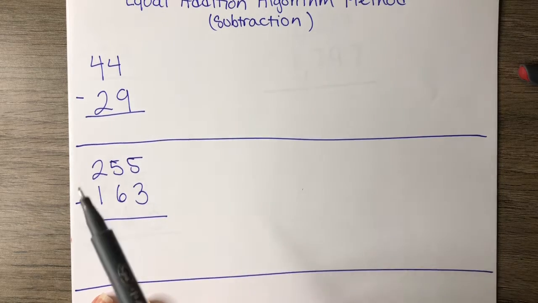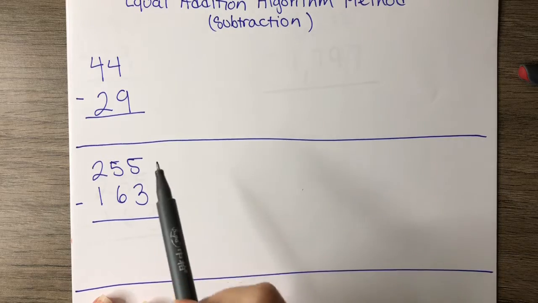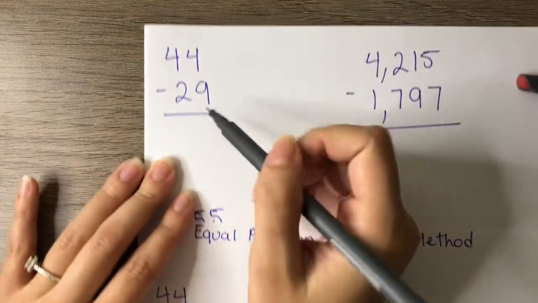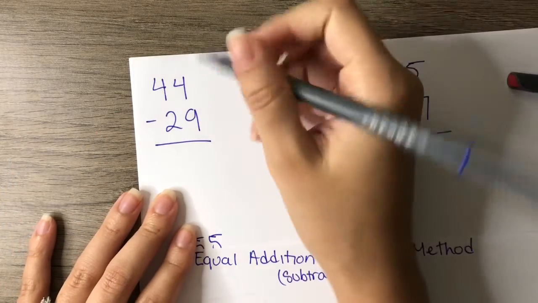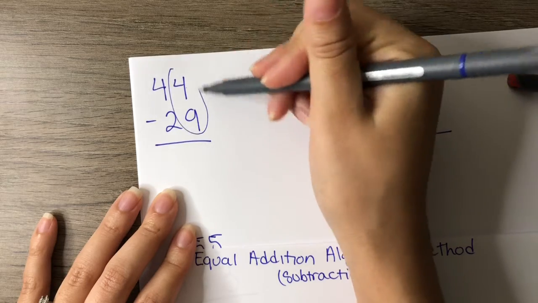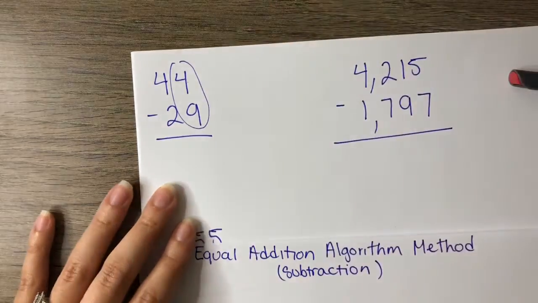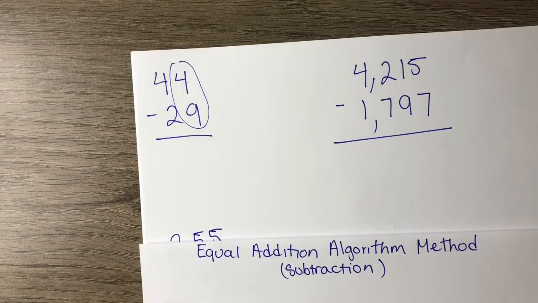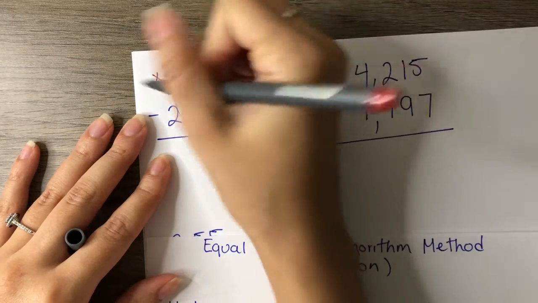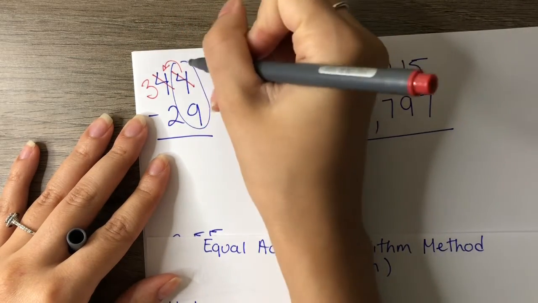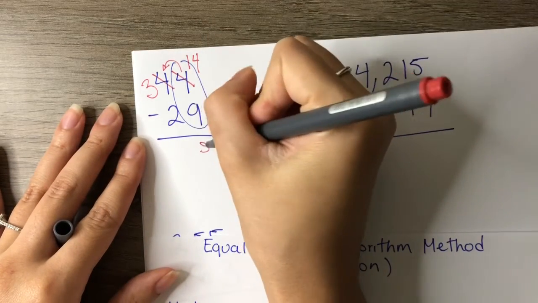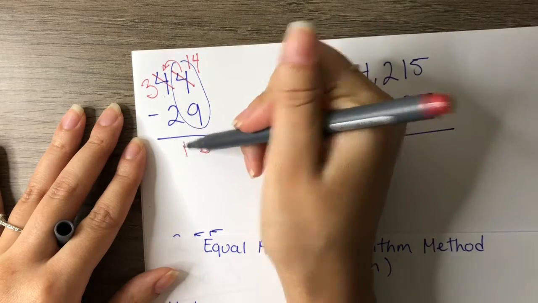First, I'm going to show you the traditional way that someone would do this subtraction problem. Here we have the problem again, 44 minus 29. We would do 4 minus 9, right? But we run into a problem because we can't do 4 minus 9. So in the traditional way, you would have to borrow from the 4, then the 4 would turn into a 3, then this 4 would turn into a 14. Then you can do 14 minus 9, which would be 5, and then 3 minus 2, which would be 1.